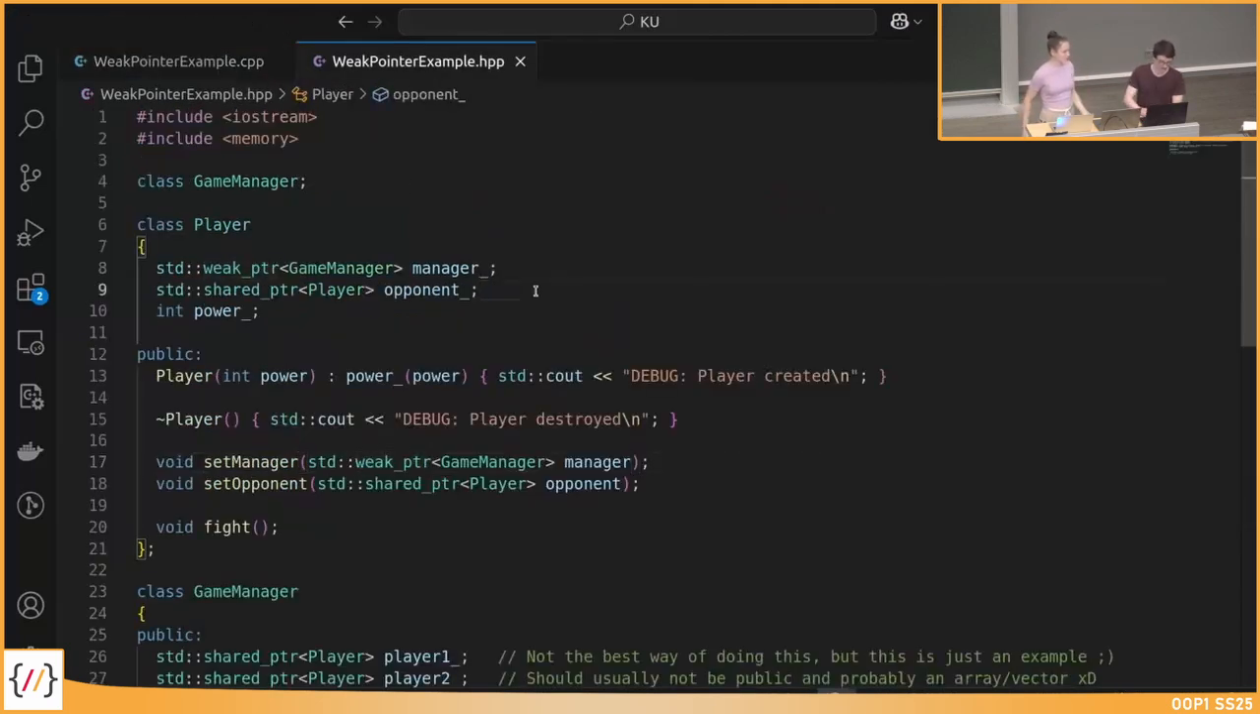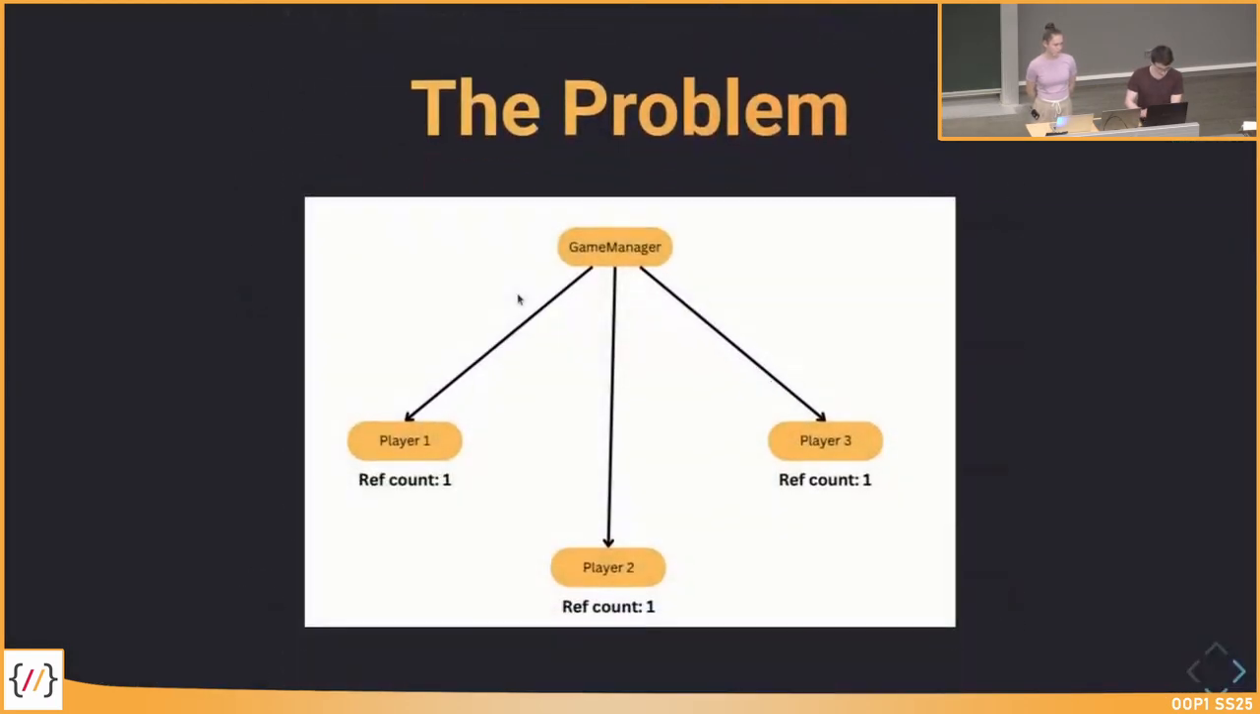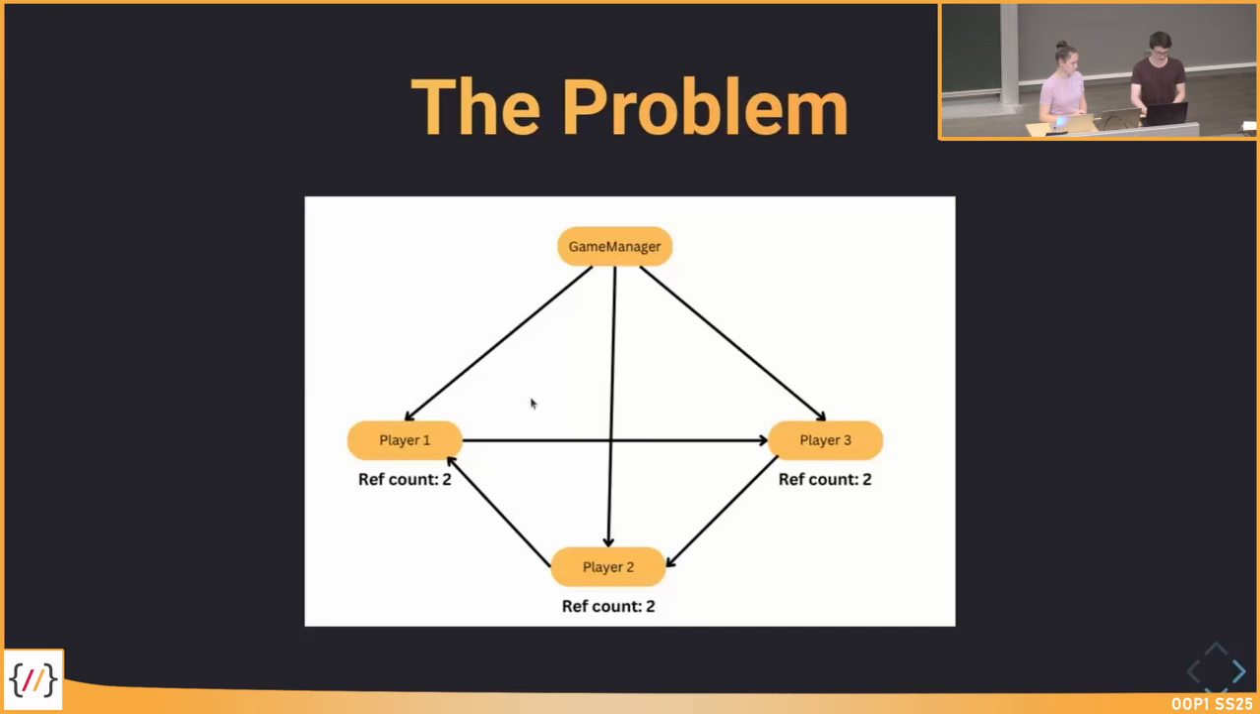Yeah, maybe you can show the visualization for that. The opponent is also a shared pointer. So the opponent reference is also an owning reference in this case. And if you look at it visually, we first have the game manager who creates all the players. So the ref count is now 1. Now we set the opponents in the players, meaning that player 1 now owns player 3, player 3 owns player 2, and player 2 owns player 1.